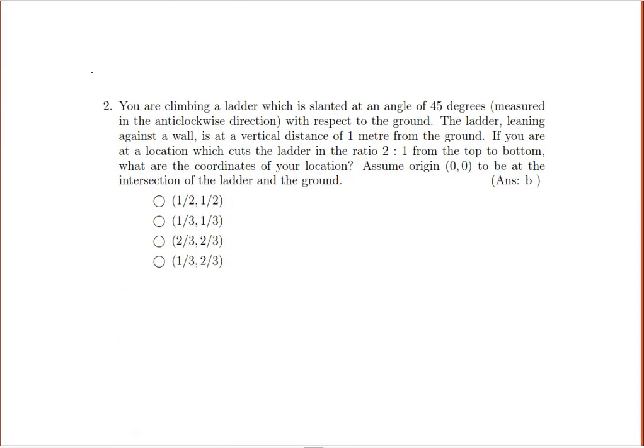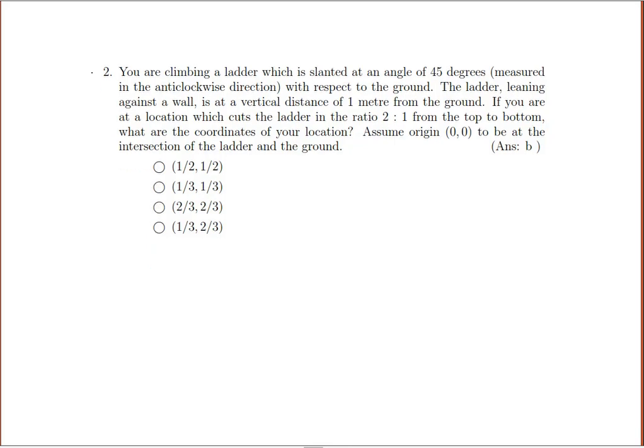Then we look at question 2. You are climbing a ladder which is slanted at an angle of 45 degrees measured in the anti-clockwise direction with respect to the ground. For questions like these, we always go with a reference figure. So we will sketch a ladder marked by AB, A at the bottom and B at the top. And the ladder is slanted and leaning against the wall.